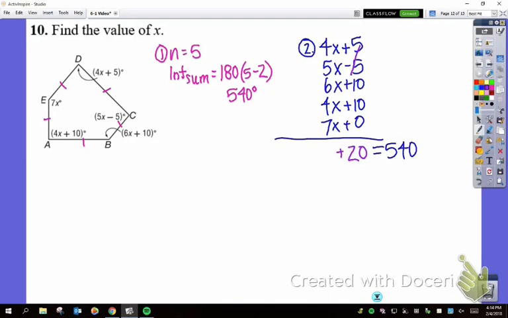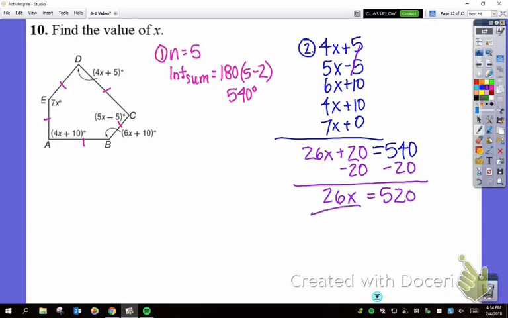Then we're going to add our x's together. 4 plus 5 is 9, plus 6 is 15, plus 4 is 19, plus 7 is 26. So 26x plus 20 equals 540. And then you just solve for x. So we get 26x equals 520. And then we divide by 26. And x ends up equaling 20.